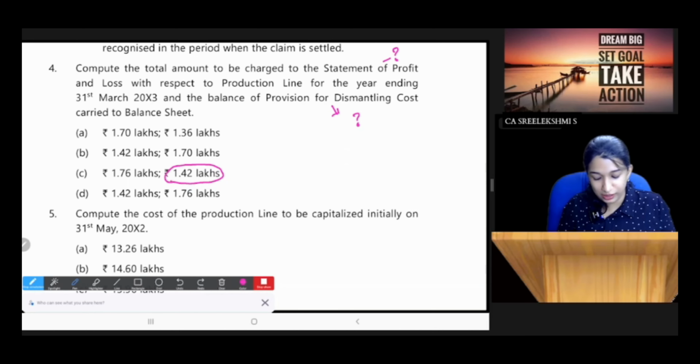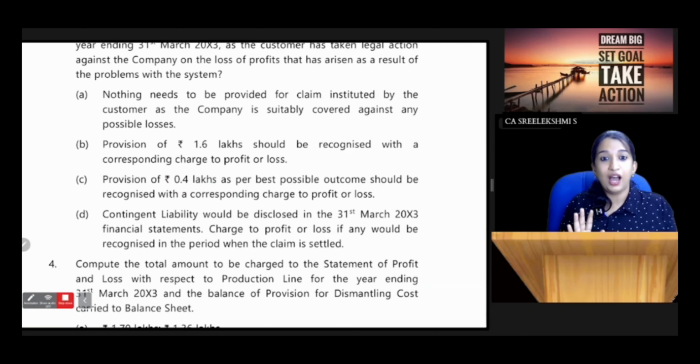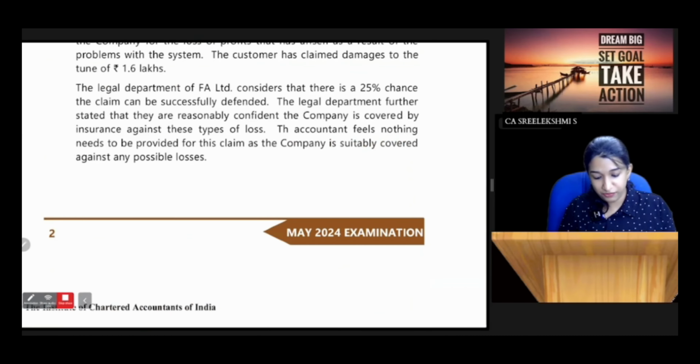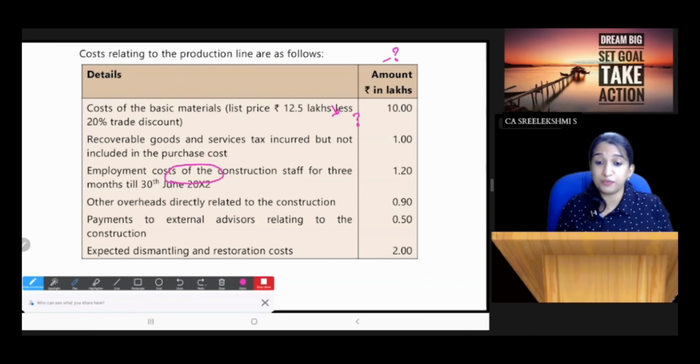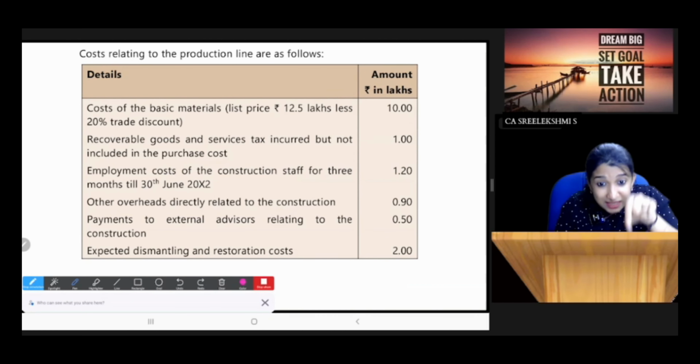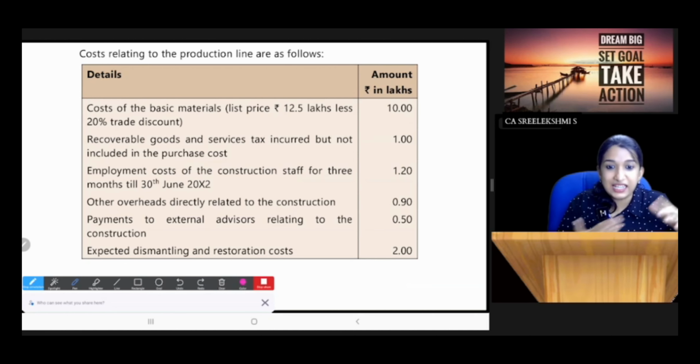Please don't conclude it is option C. Let's check. How do we check whether it is option C? First, what are the items that will be taken to the statement of P&L for the year ending related to the asset? Asset-related expenses in P&L are depreciation, as well as the decommissioning expense, the unwinding cost, which is a finance cost. Both will be taken to P&L.